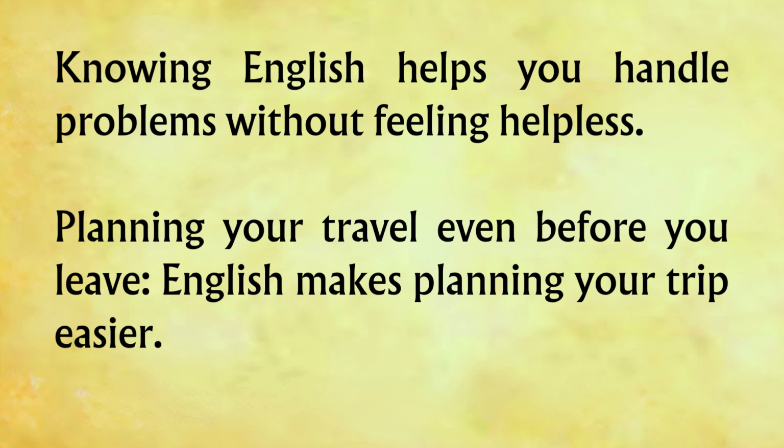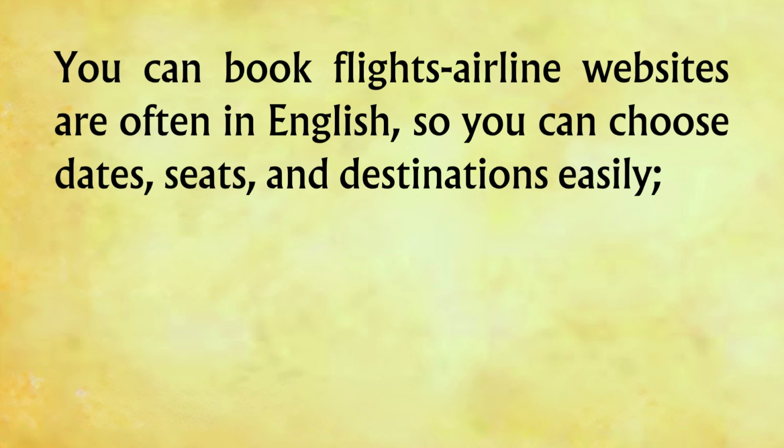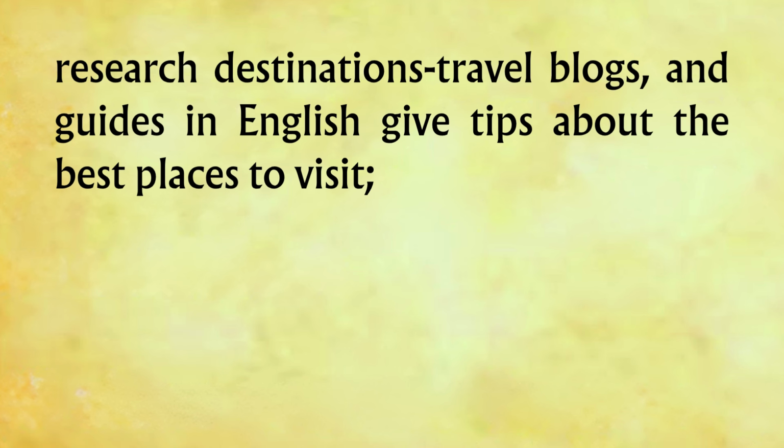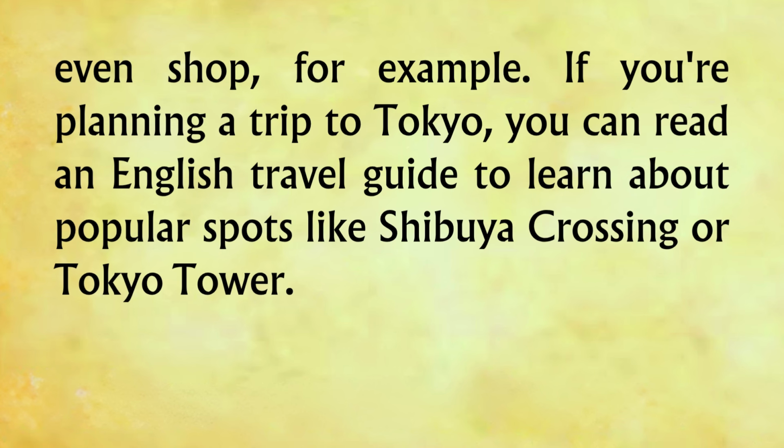Planning your travel. Even before you leave, English makes planning your trip easier. You can book flights. Airline websites are often in English, so you can choose dates, seats, and destinations easily. Reserve hotels. Most online booking platforms provide descriptions, reviews, and prices in English. Research destinations. Travel blogs and guides in English give tips about the best places to visit. For example, if you're planning a trip to Tokyo, you can read an English travel guide to learn about popular spots like Shibuya Crossing or Tokyo Tower.